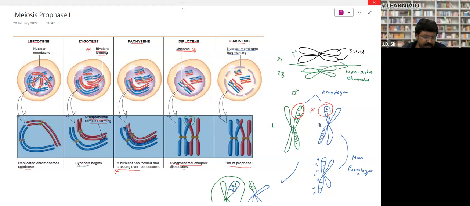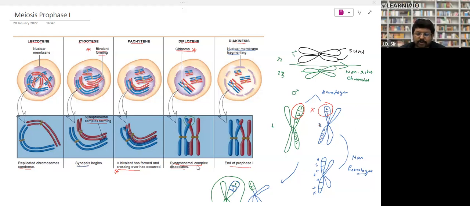Next, diplotene. In diplotene, the synaptonemal complex, the complex which formed over here, starts dissociating, and non-sister chromatids separate from each other. Full stop.